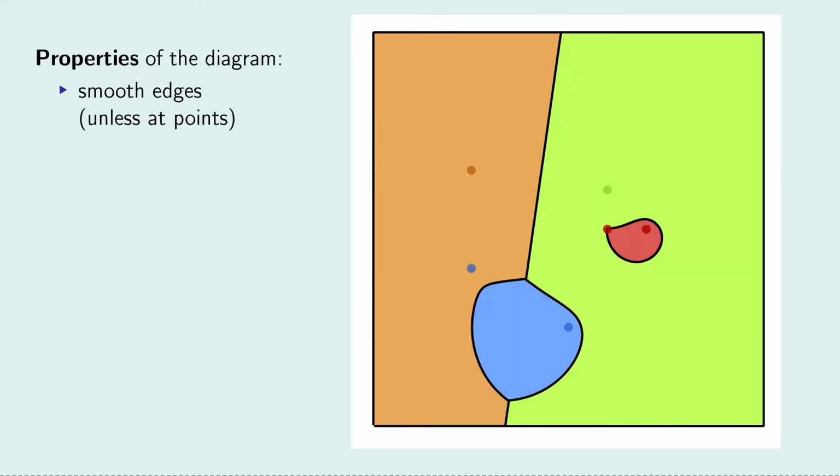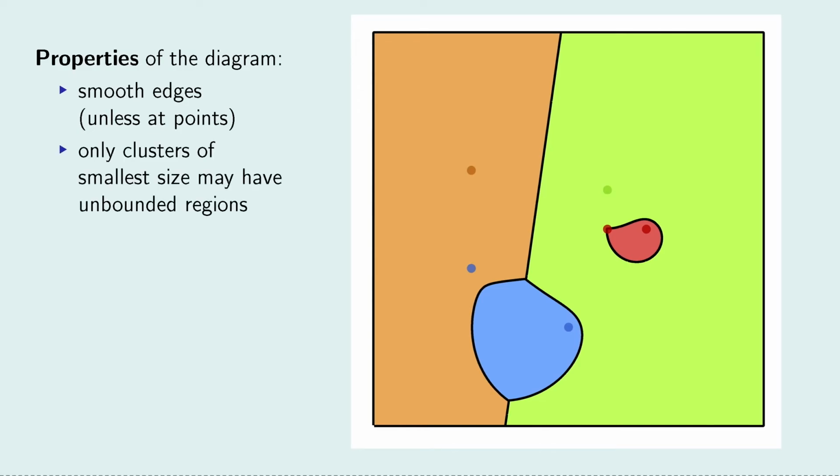The diagram has a couple of interesting properties. First, all the edges are smooth, unless they pass through a cluster point. In the example on the right hand side, the edge between the red and the green region is non-smooth, just right at a red cluster point. Second, only clusters of smallest size can have an unbounded region. This property comes from the fact that the min-sum Voronoi diagram is a generalization of the multiplicatively weighted Voronoi diagram of points.